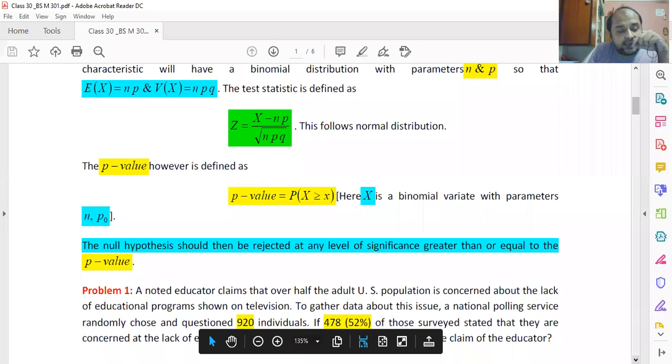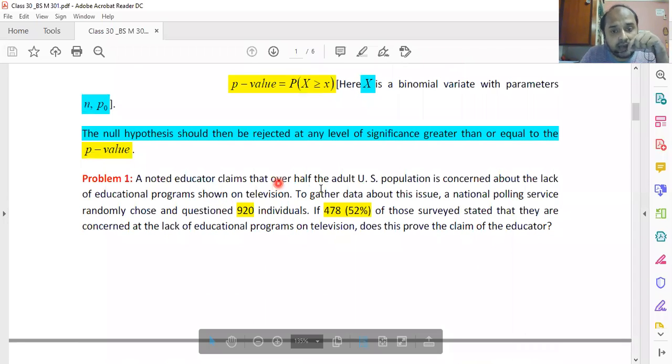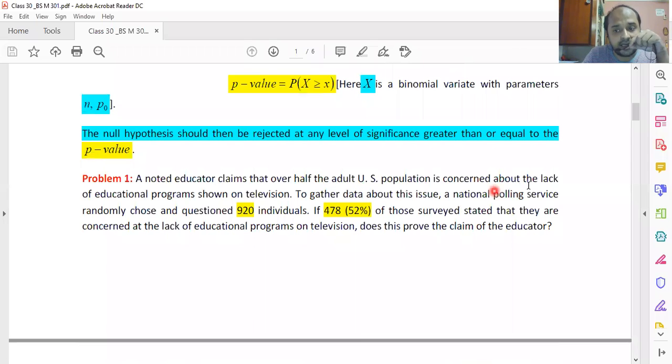So we take an example which is given over here. The example says that a noted educator claims that over half the adult US population is concerned about the lack of educational programs shown on television. To gather data about this issue, a national polling service randomly chose and questioned 920 individuals. So you see, this 920 is your sample size, and obviously the sample size is much larger than 30, so we can consider this sample as a large sample.